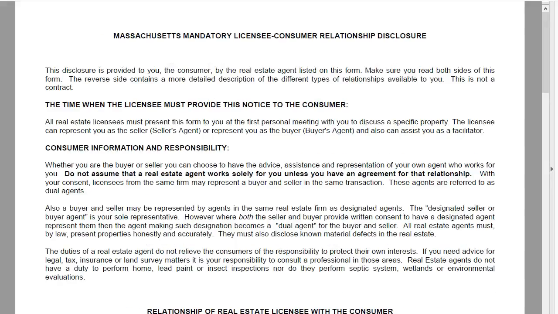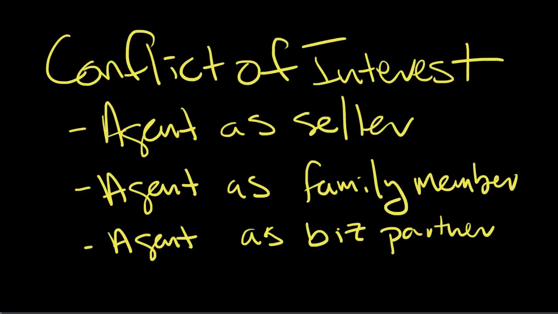So let's talk a little bit about why it's so critical at this first personal meeting to discuss any type of conflict of interest that you have, or indirect or minimal interest that you have in the property. So let's get on to that.